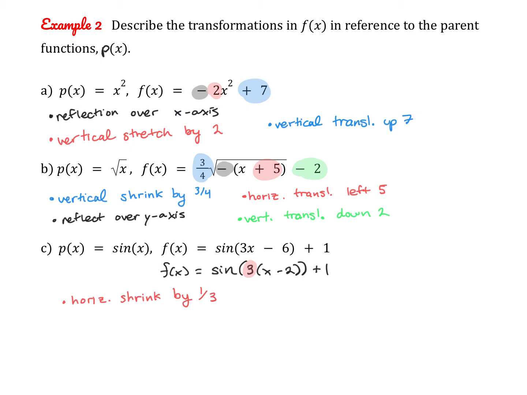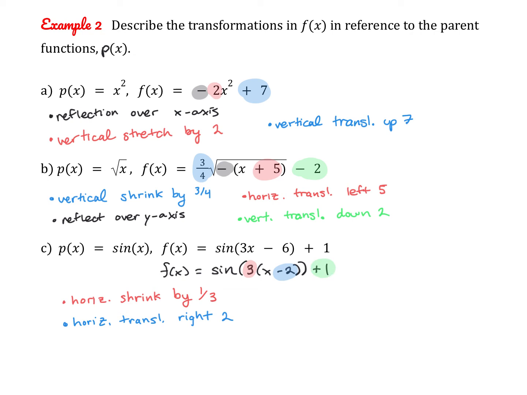The next thing we can see is this x minus 2. So again, it's grouped with x, so it's a horizontal. It's a translation because I'm subtracting, and again, this moves in the opposite direction by right 2. And then the last thing we see is that plus 1 on the outside.